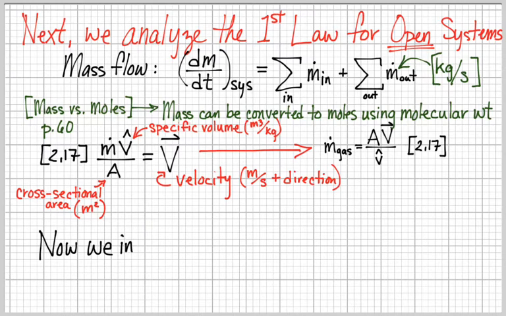Similarly, I can transform that so that the mass flow rate of the gas is the area times the velocity divided by the specific volume, which is equation 2.17. And I really advise you to go pull out your textbook and look at this while we're going through the video.